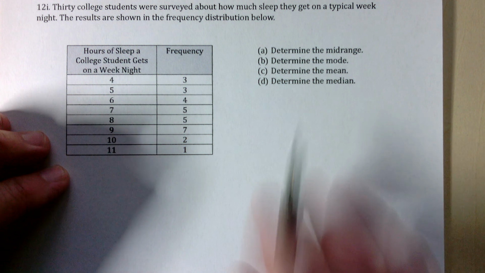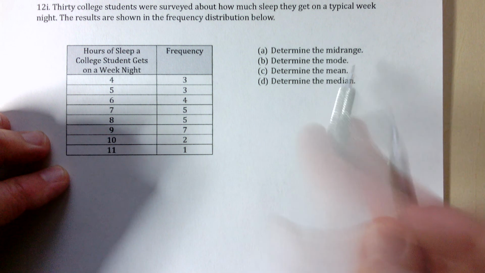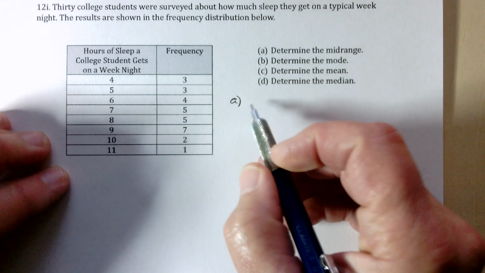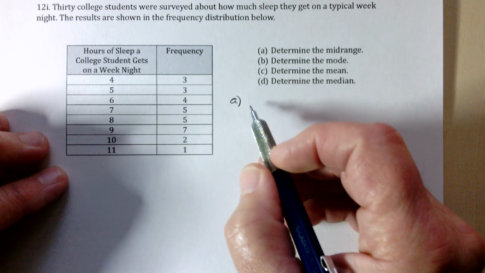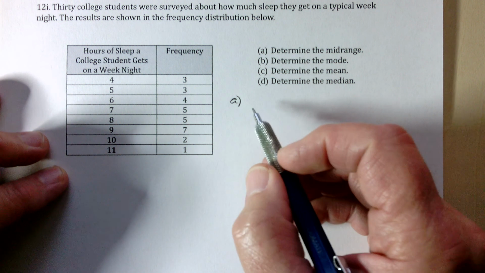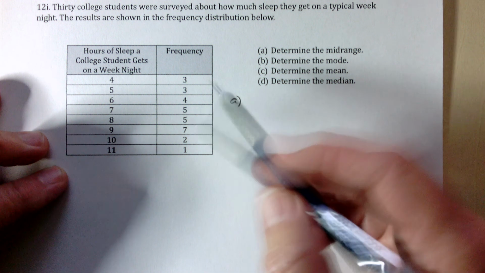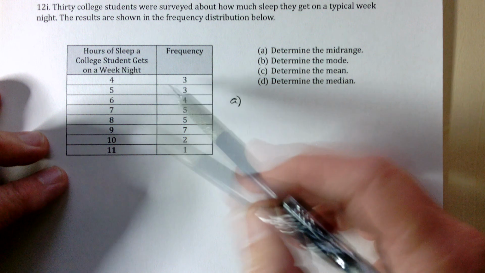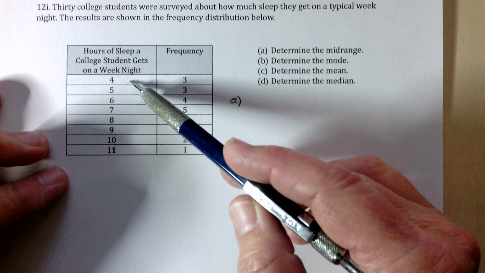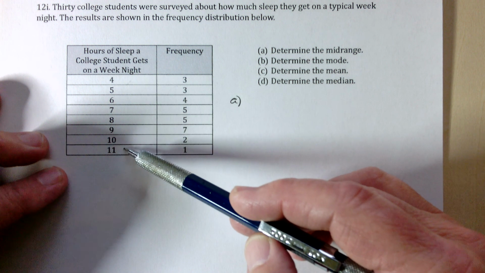So first of all, it says determine the mid-range. Okay? So A, we want the mid-range, and the mid-range is nothing more than the average of the smallest number in the data set and the largest number in the data set. So it's a pretty straightforward calculation, and the way this data is organized, it's really got it in order. Here's your smallest number, and I know there's 3 of them, but 4 is still the smallest number, and 11 is still the largest number in the data set.